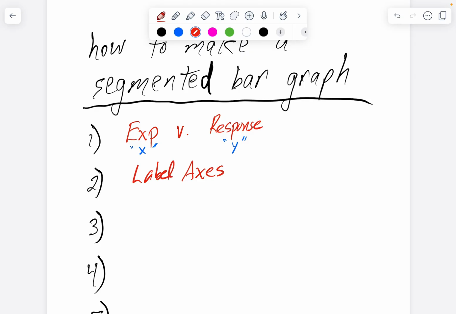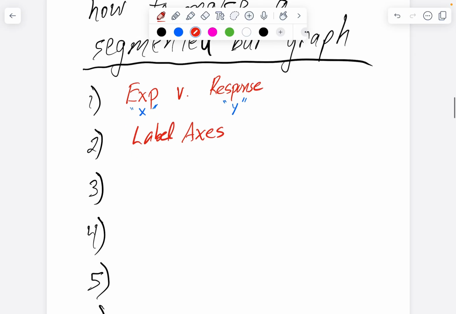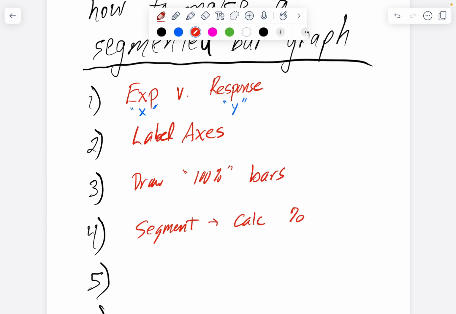After you label your axes, then you are going to actually draw your 100% bars, and then you have to actually segment them. You're going to go ahead and chop them up based on what percentage of females and males gave each response. This is going to involve some calculations. The calculations are going to be on specific percentages.